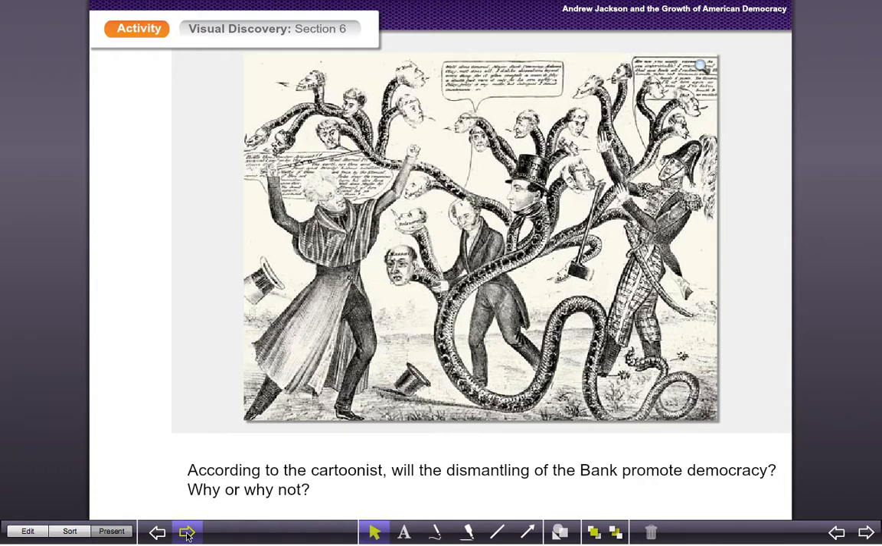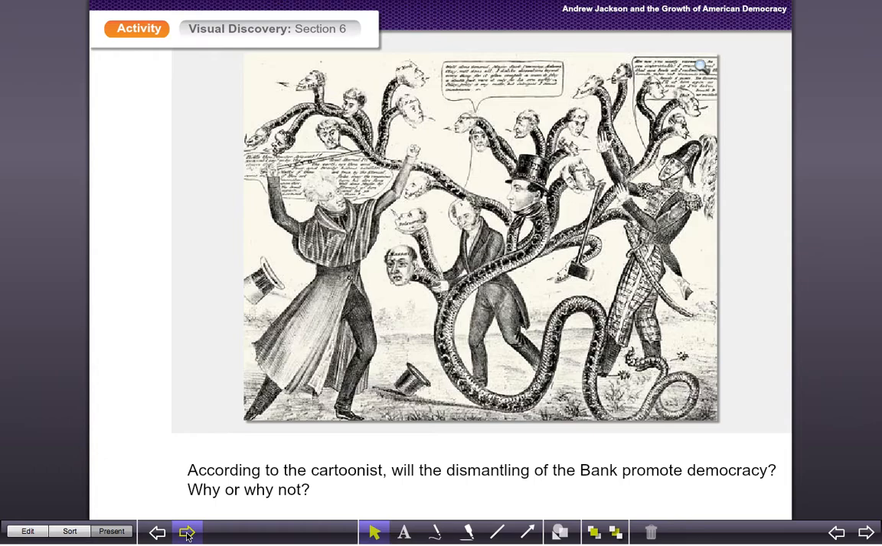So now, from the perspective of the cartoonist, will dismantling the bank promote democracy? Why or why not? What do we think here? Will it promote democracy? I don't know. You got to look at it from the two perspectives, right? Spreading the money around to areas that don't necessarily have access to it seems democratic. Going over the head of the Supreme Court in its decision, I don't know if that seems democratic or not. That might be an argument otherwise. So it's something that you got to think about.